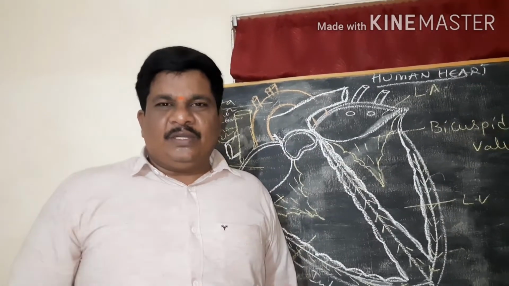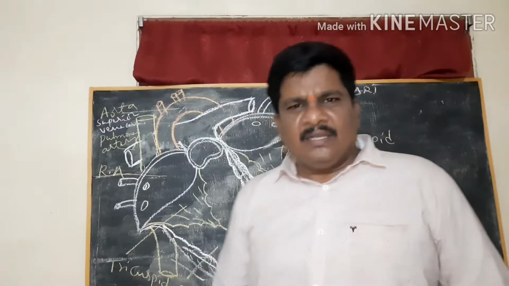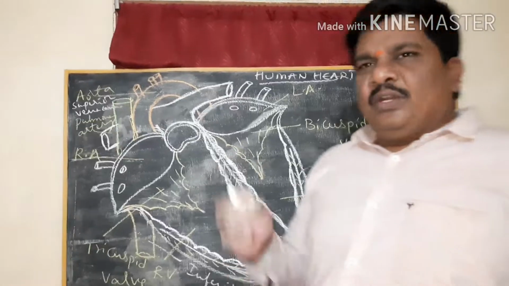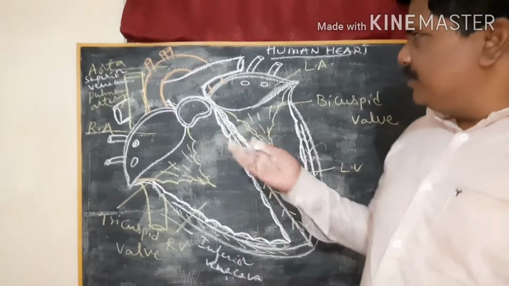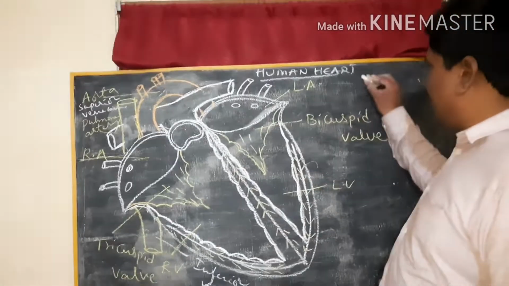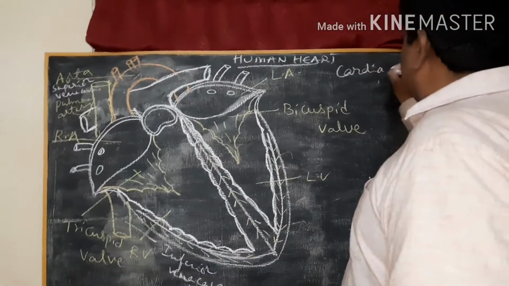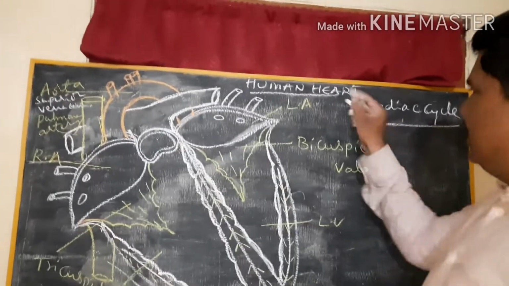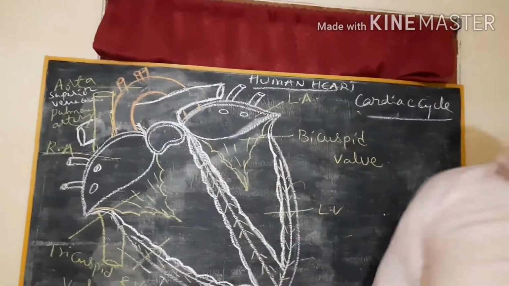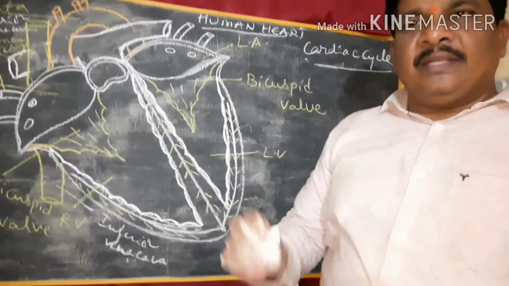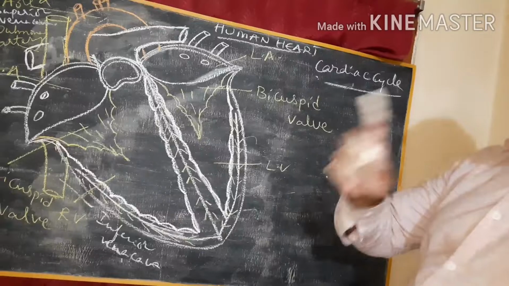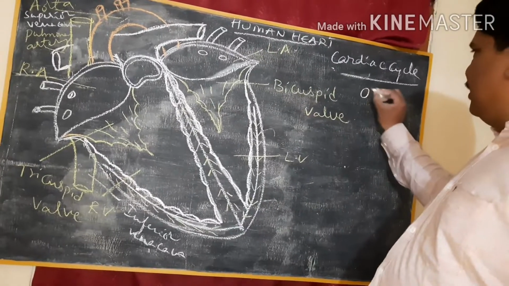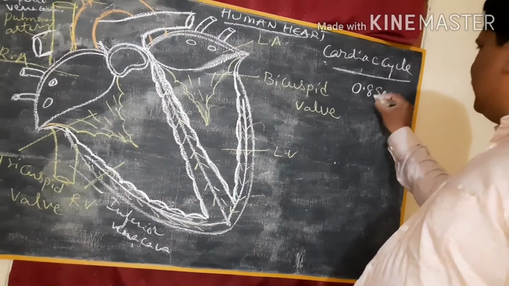Today let me discuss the cardiac cycle. What is the cardiac cycle? The cardiac cycle means a heartbeat. One contraction and one expansion of the heart is called a heartbeat. That is also called the cardiac cycle. Where does it occur? It takes place in the heart. How much time does it require? To complete one cardiac cycle, it requires 0.8 seconds.